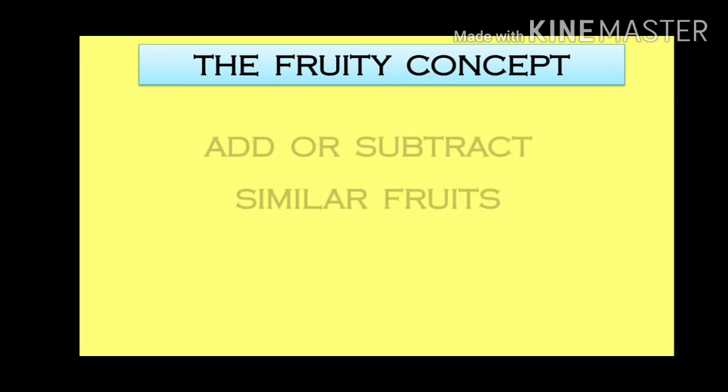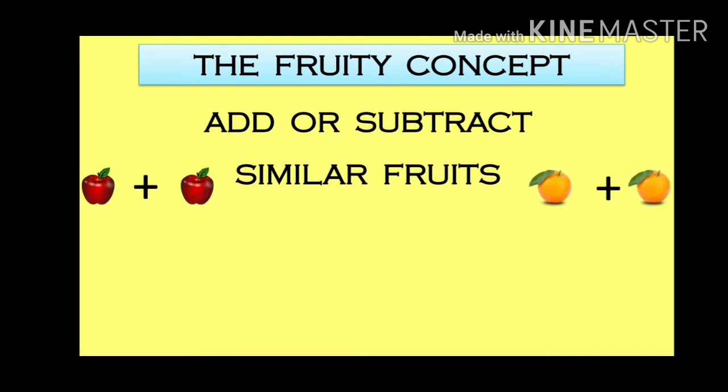So that's the fruity concept. We add or subtract similar fruits. Apple with apple, orange with orange. That's the rule here for the fruity concept. Similar fruits, we can say, are like similar things also.